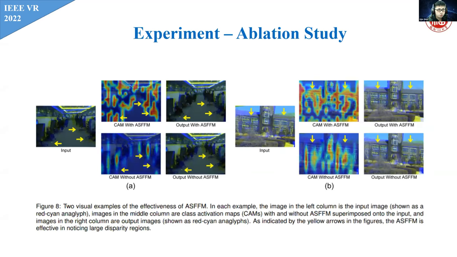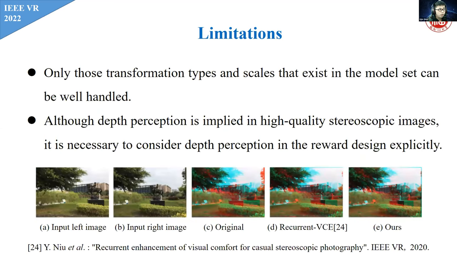We show some visual examples of the attention-based module, which pays more attention to the regions with large disparity values. However, our framework still has several limitations. Firstly, only those transformation types and the scales that exist in our model set can be well handled. As shown in the figure, our method cannot enhance the visual comfort of the input image because the disparity of the input image exceeds the range that our model set can process. Secondly, though depth perception is implied in high-quality stereoscopic images, it's necessary to consider depth perception in a reward design.